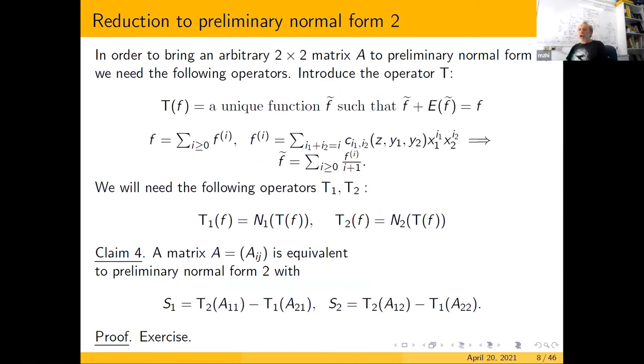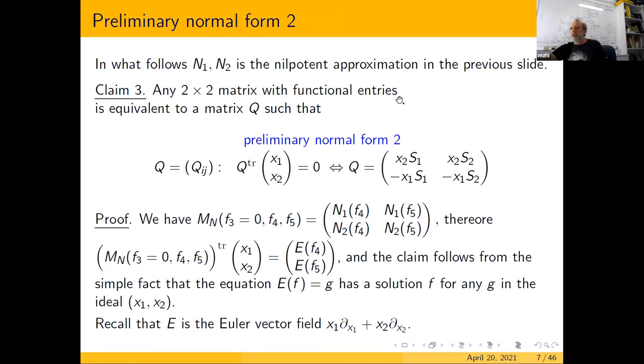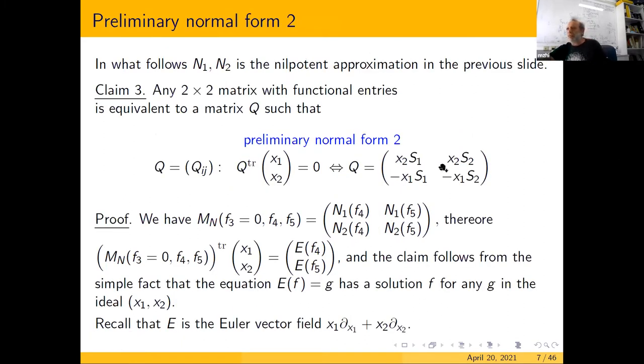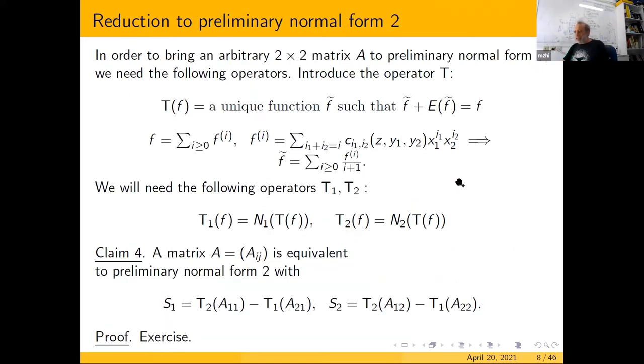And moreover, I can find this F3 and F4, F5 to have computational formulas in order to reduce to preliminary normal form two. I've taken here, as you see, in the proof F3 equal to zero, and we can compute F4, F5, and after some work, we obtain that we can get this preliminary normal form two with functions S1 and S2, and how they depend on arbitrary a priori coefficient functions A11, A12, A21, A22. I have an explicit formula for that. I do not need them for theory, but I need them for closer calculation. Here are these formulas, how S1 and S2 depend on Aij.